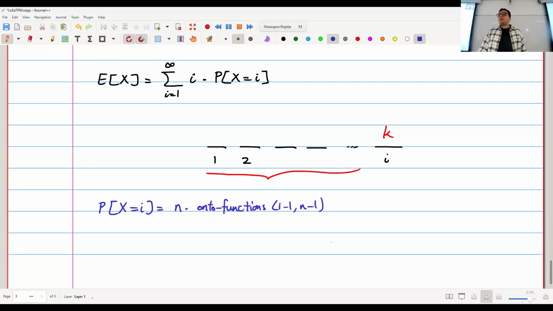We've seen how to count the number of onto functions, but it was painful. We had the recurrence relations and we had inclusion-exclusion. That's all you can do here. And then what should I divide this by? I should divide this by n to the power of i, because every combination is equally likely here.